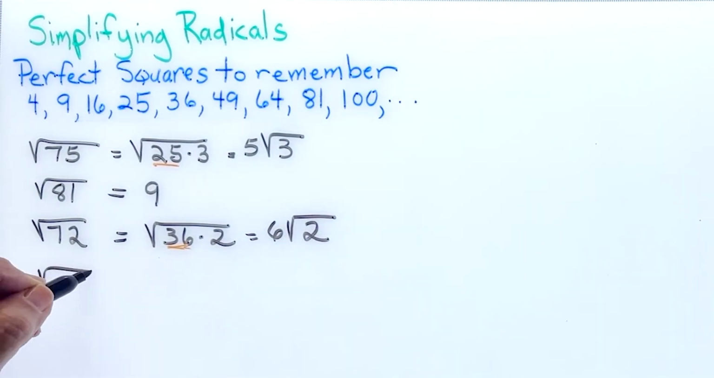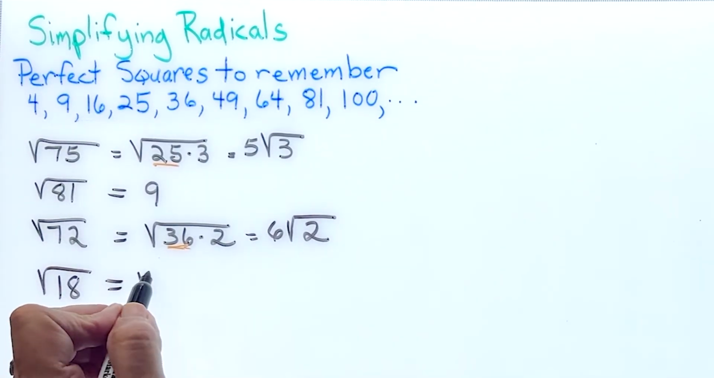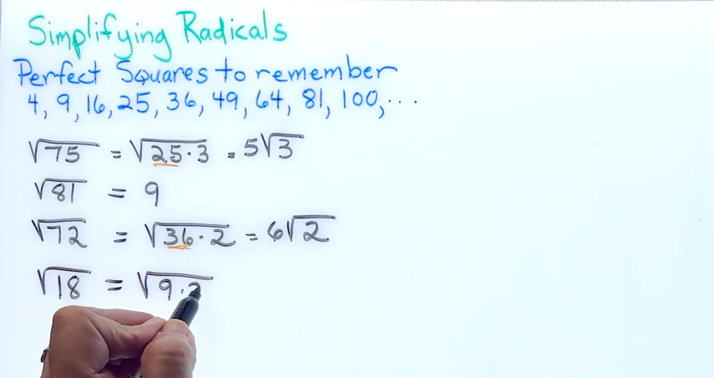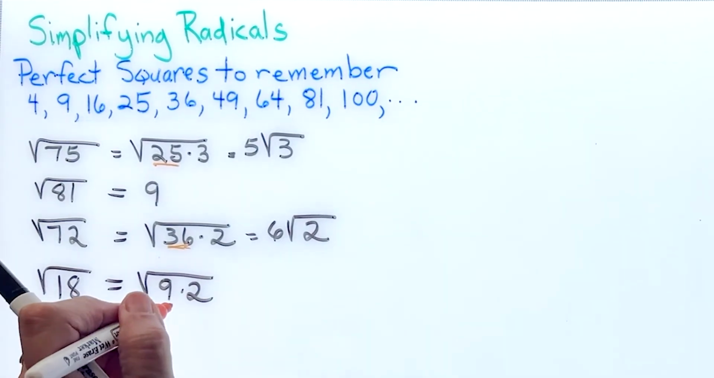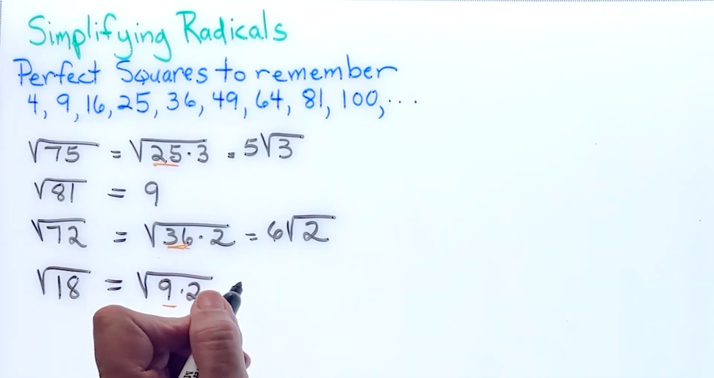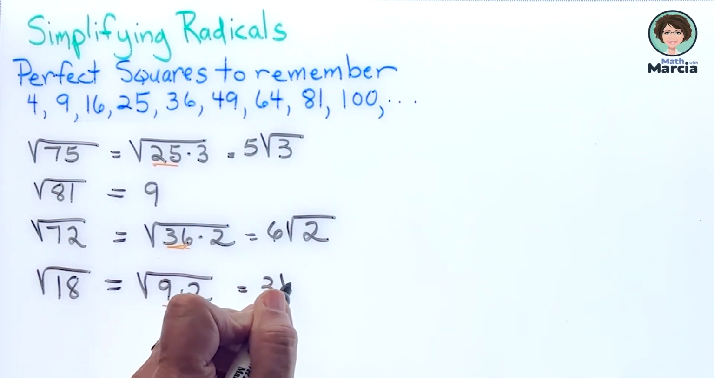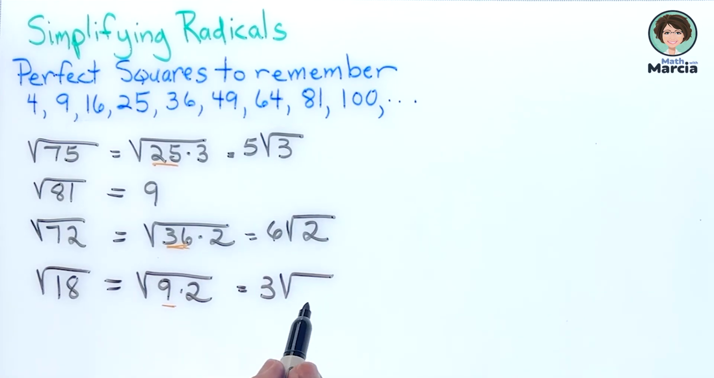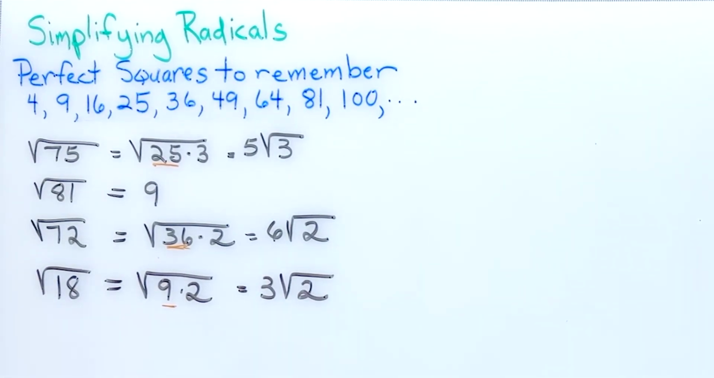How about the square root of 18? The square root of 18, we could break it up into 3 times 6, but neither of them are a perfect square, so I'm going to break it up into 9 times 2, because I know that 9 is a perfect square, and the square root of 9 is equal to 3, and the number left inside the radical sign is a 2. So in simplest form, the square root of 18 is 3 square roots of 2.